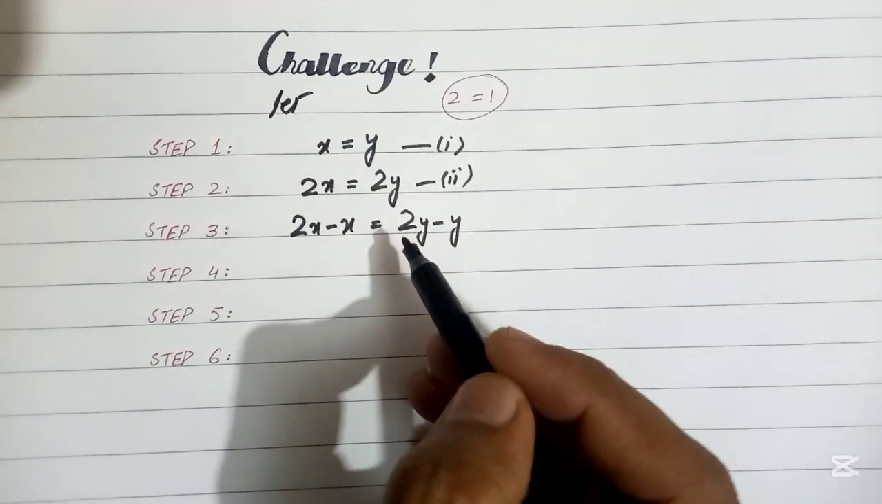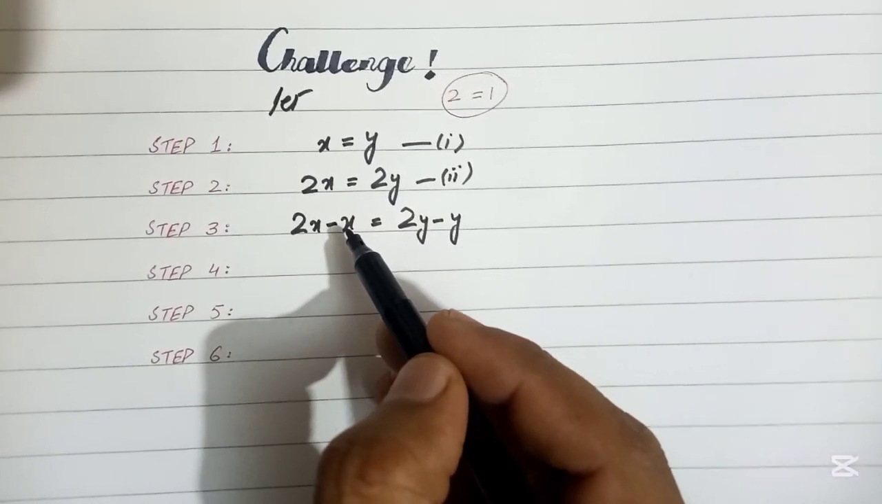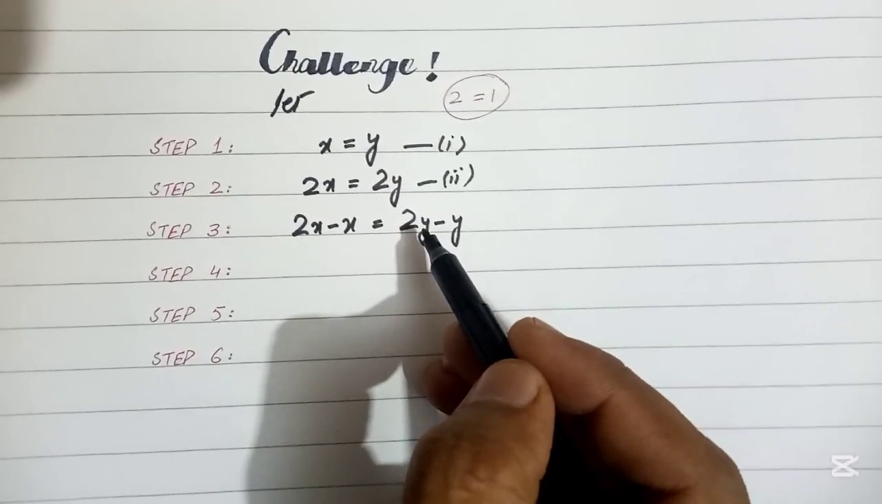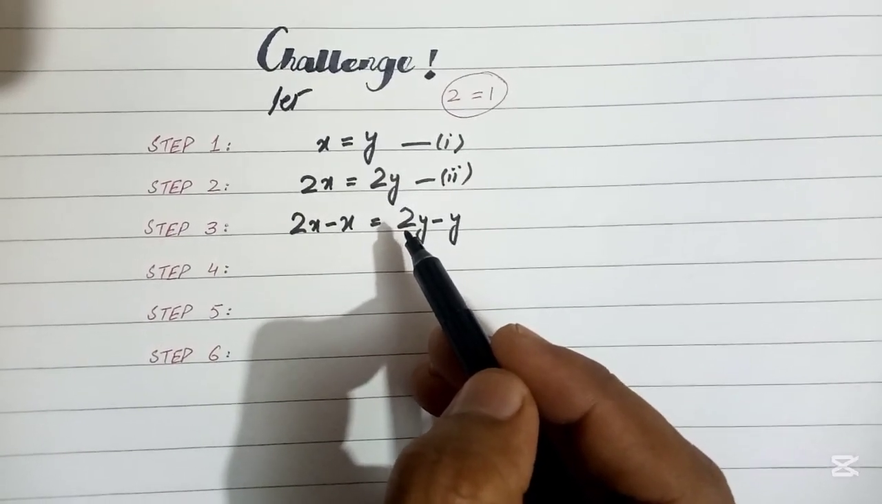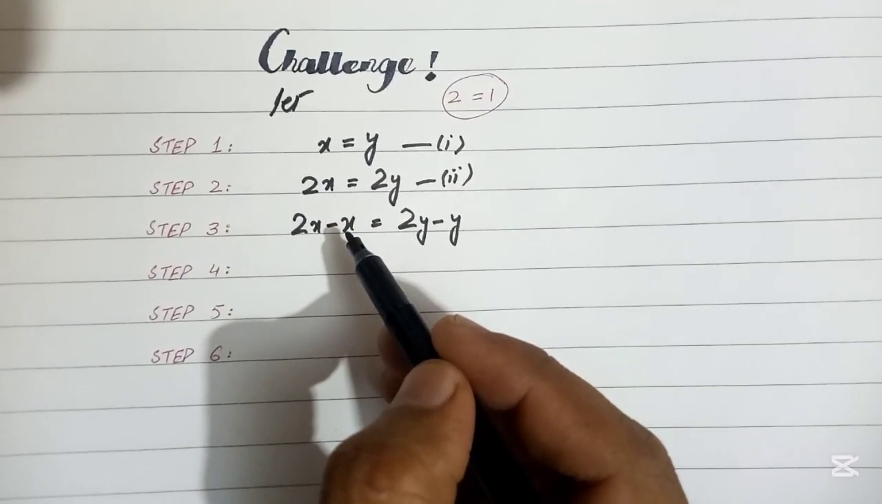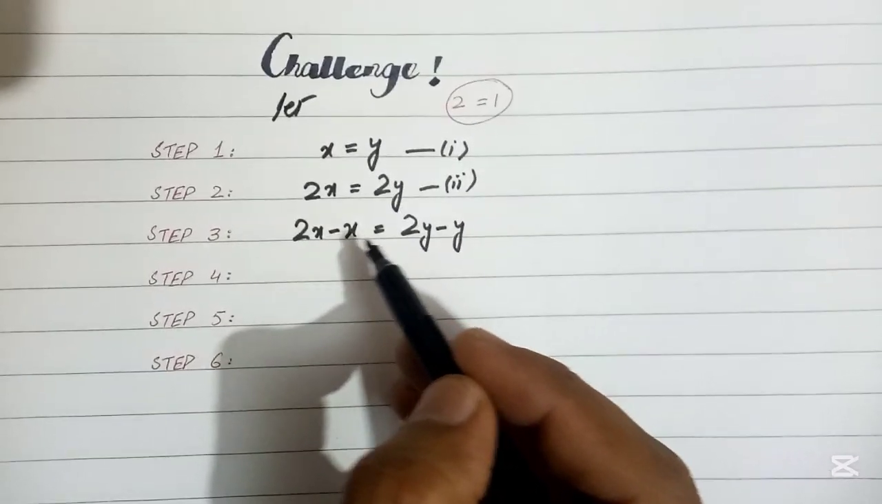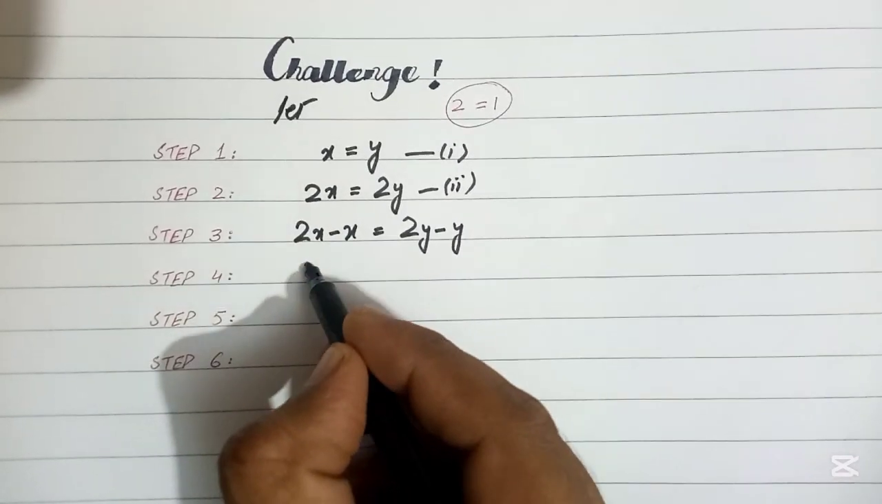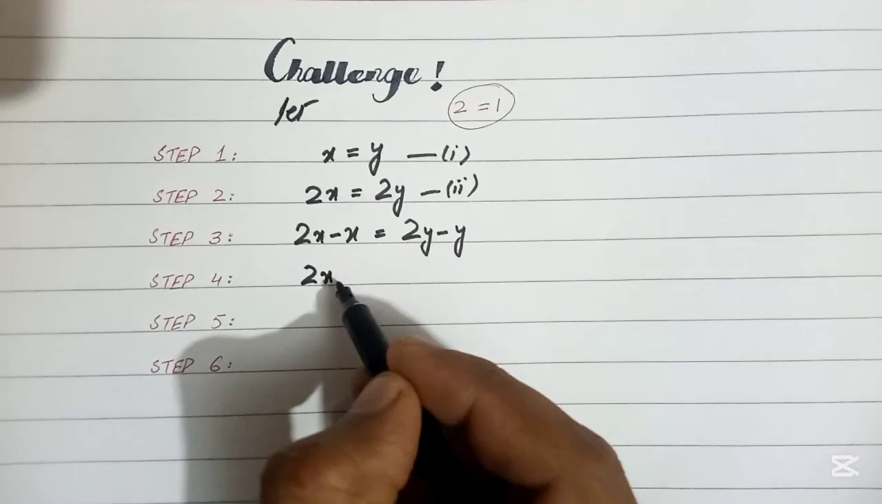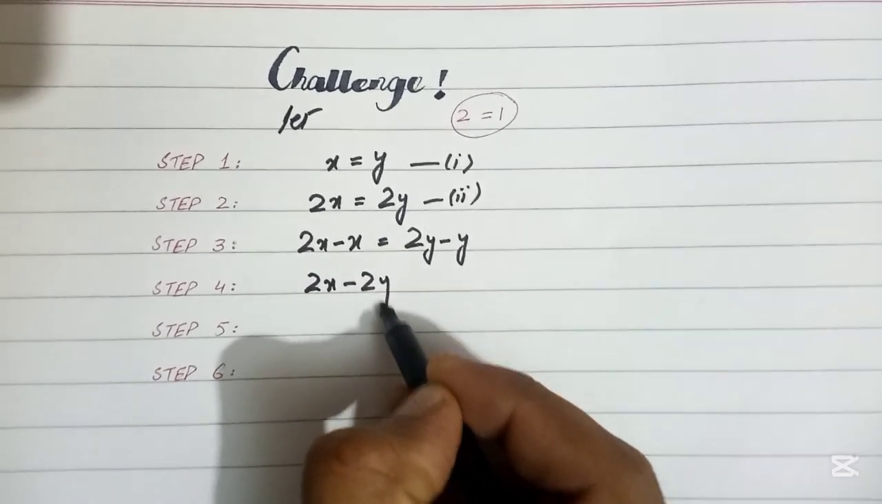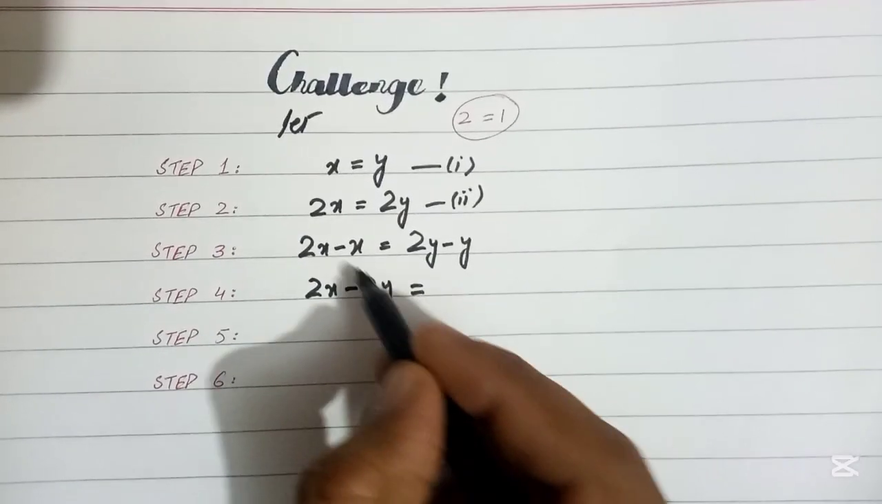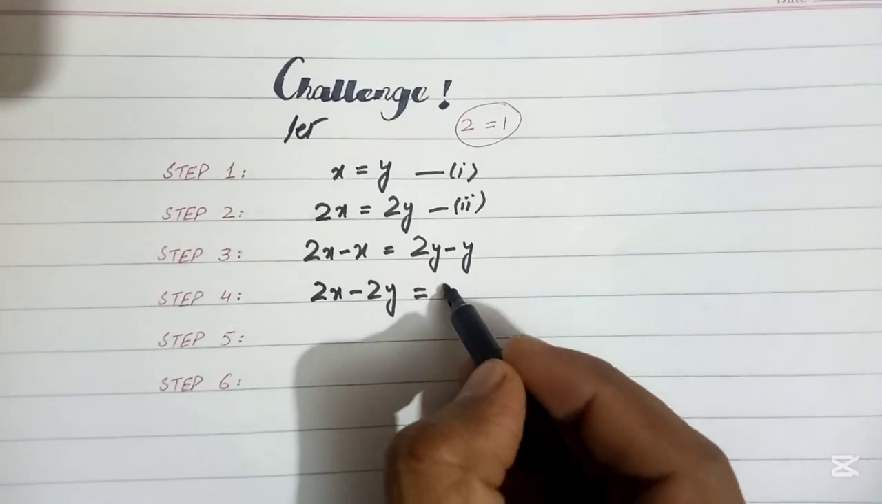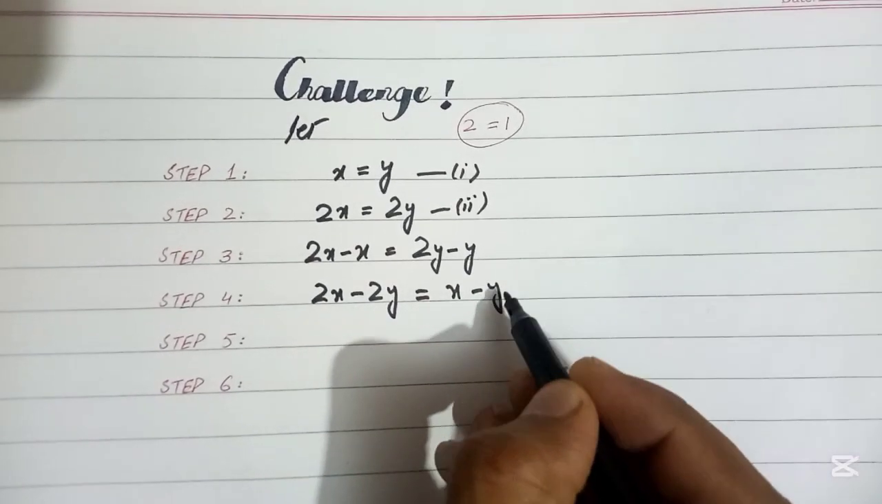Now, if we change the sides of these two terms, minus x and 2y, then as per the rule of mathematics, changing the side of x and 2y, we have to change the signs. So we get 2x, 2y here becomes minus 2y, and negative x becomes positive x on the right side.